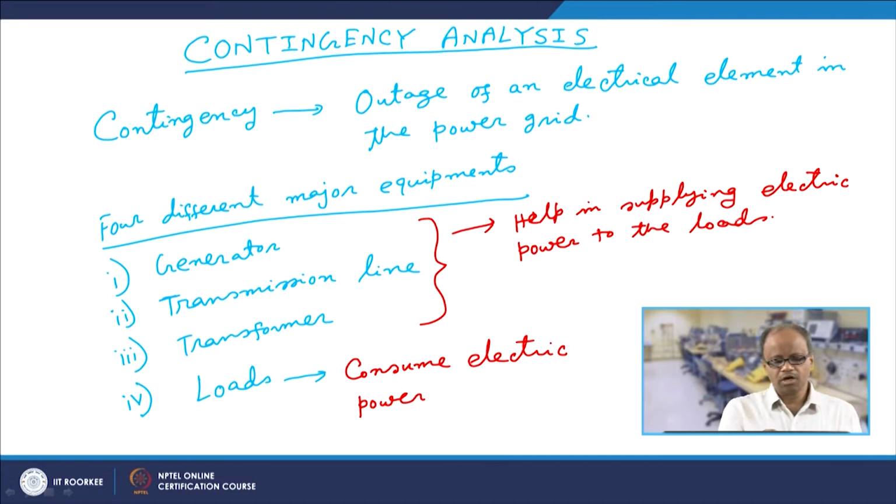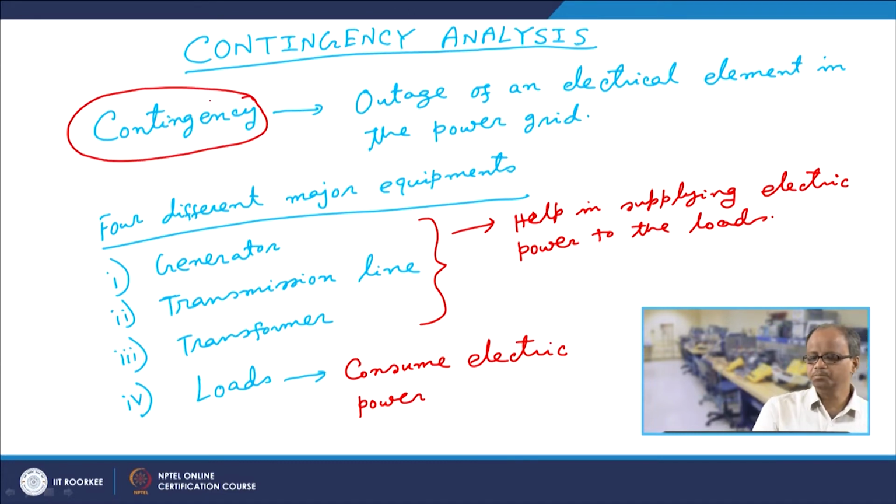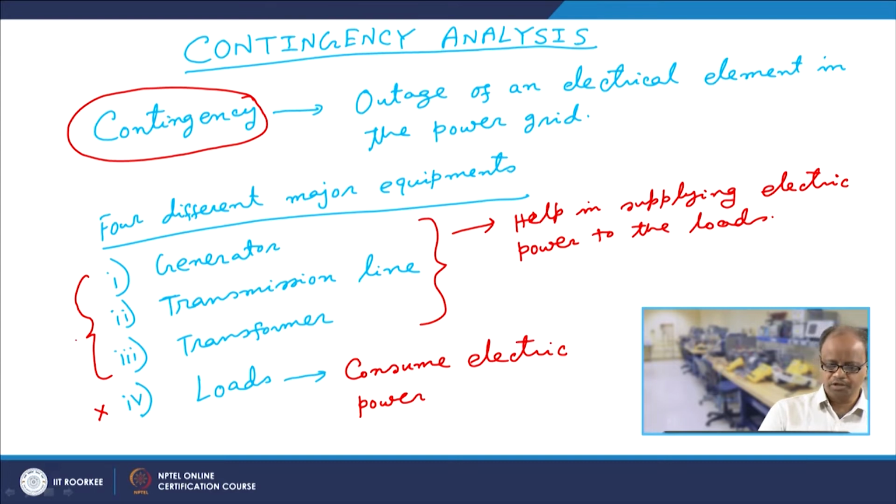When we talk about contingency, it means the outage of any electrical element which is used to supply electric power. Therefore, whether any load has got connected or disconnected is not considered a contingency. Contingency is the outage of an element which helps to supply electric power to the loads, so we are talking about the outage of these 3 elements only.